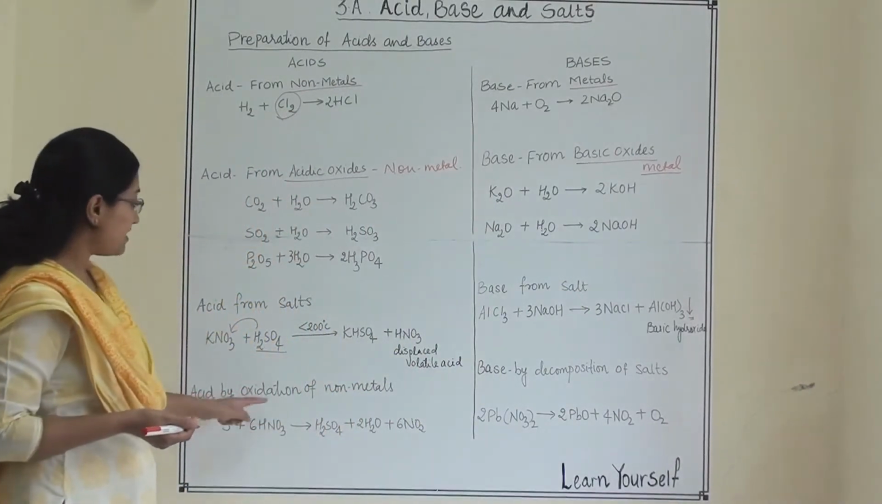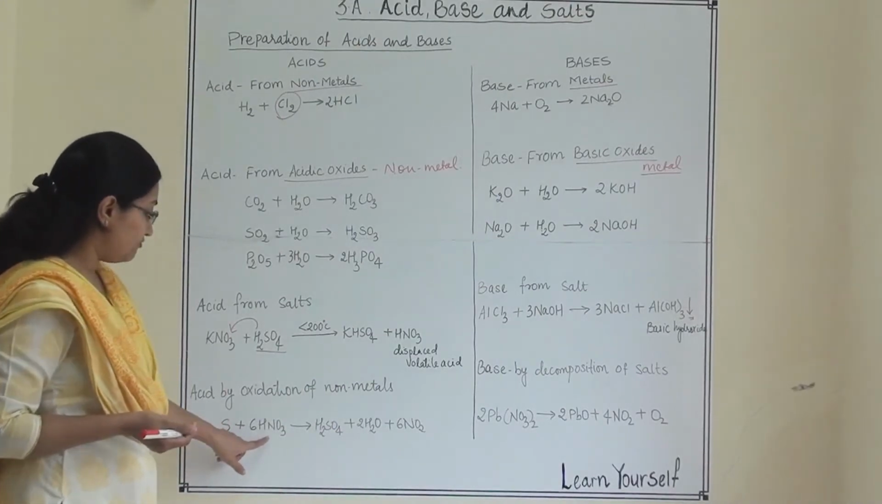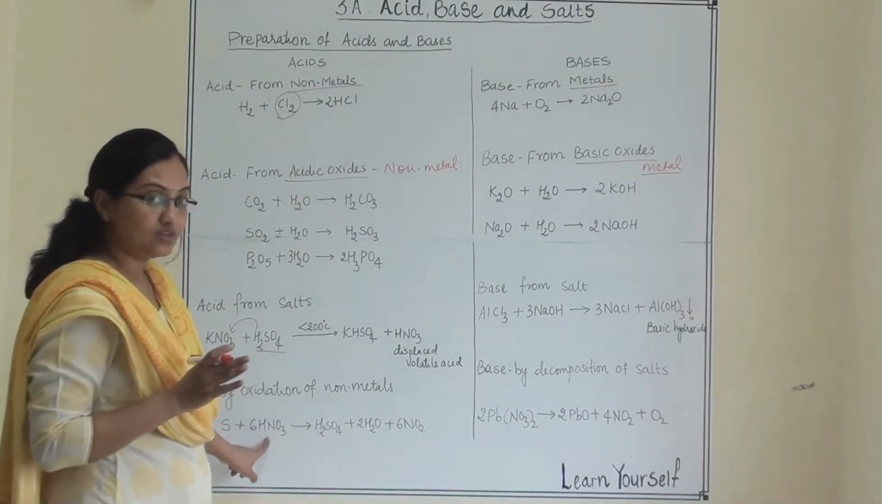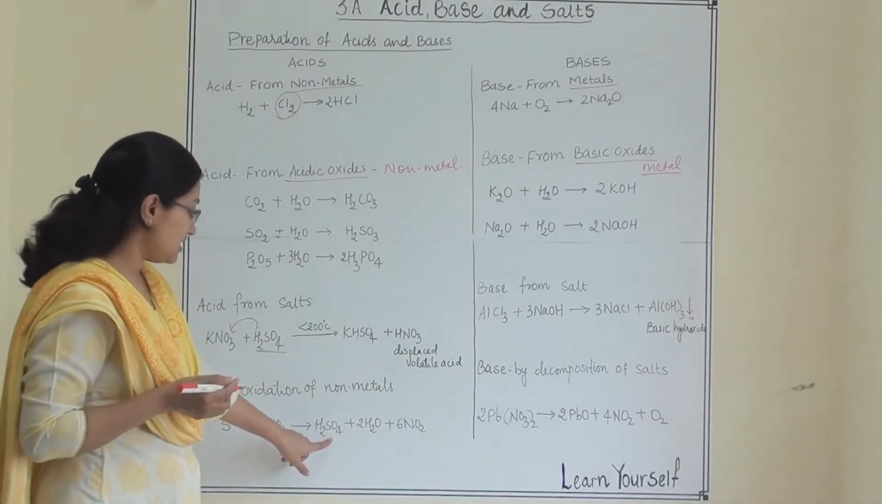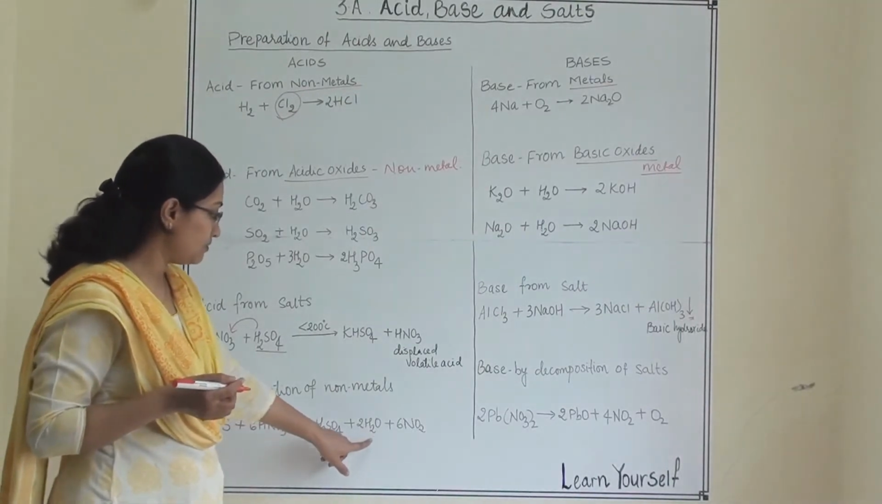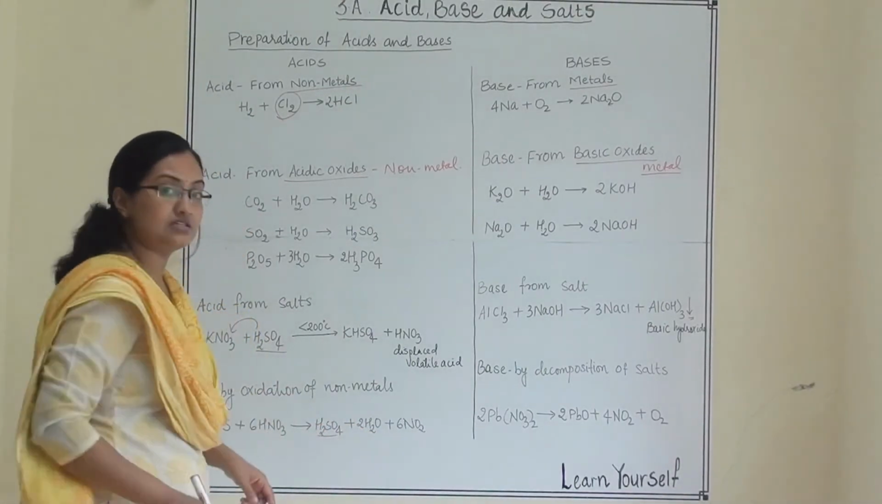Now acid by oxidation of non-metals. So sulfur, when it reacts with acid, undergoes oxidation and gives us H2SO4, sulfuric acid, water and nitrogen dioxide. So here it is giving us acid.